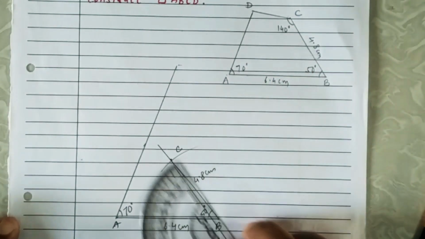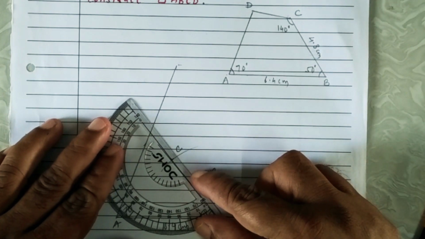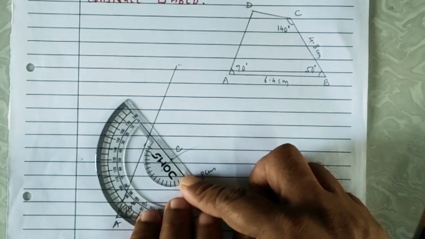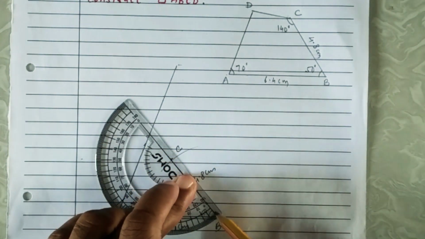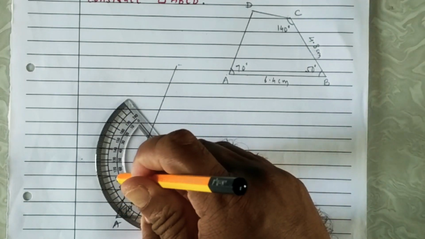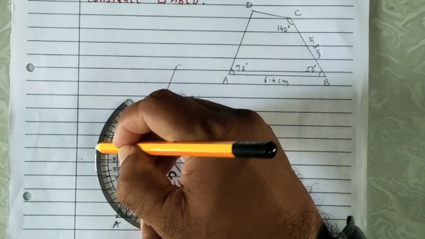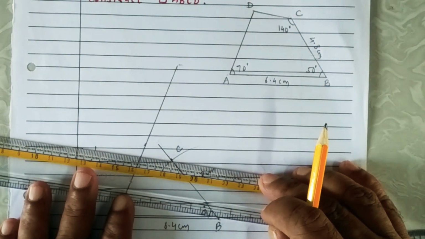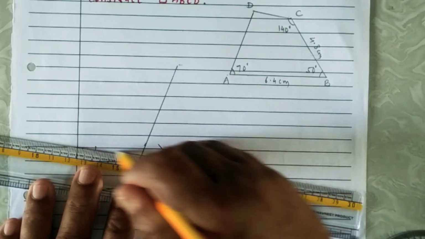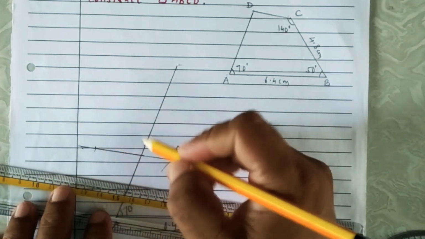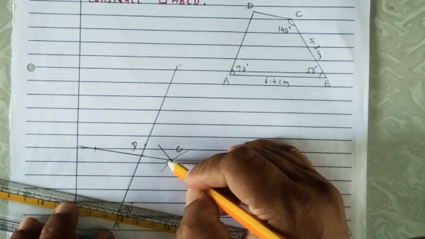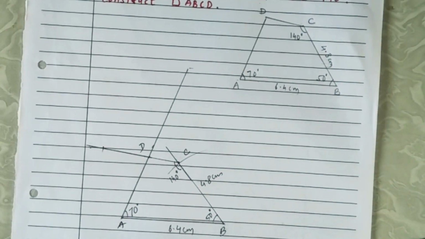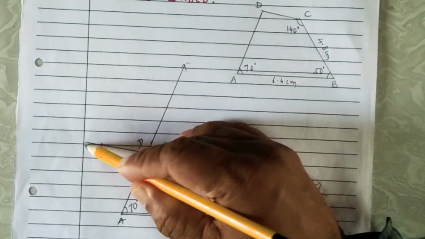Now with the help of protractor again, angle C is equal to 140 degree. So angle C is 140 degree, an obtuse angle. So 0 is pointing towards this side: 0, 10, 20, here 90, 100, 110, 120, 130 and 140 degree. And draw the angle of 140 degree at point C. This will be point D. Your angle is 140 degree. This is how we can construct quadrilateral ABCD of the given measure.